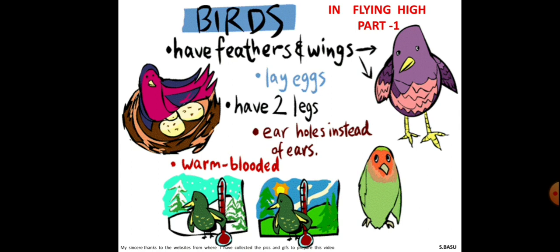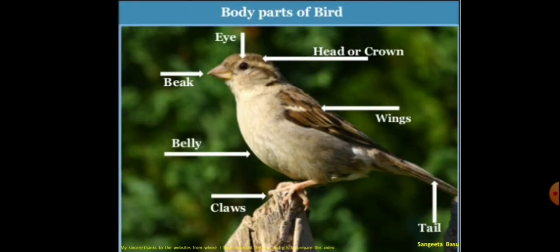They lay eggs. The chicks hatch from the eggs. They have 2 legs. Yes, birds also have ears. The ears are like holes. They are warm-blooded creatures. In part 1, we also dealt with the body parts of a bird, like the eye, the head or the crown, the wings, beak, belly or the breast, the claws and the tail.